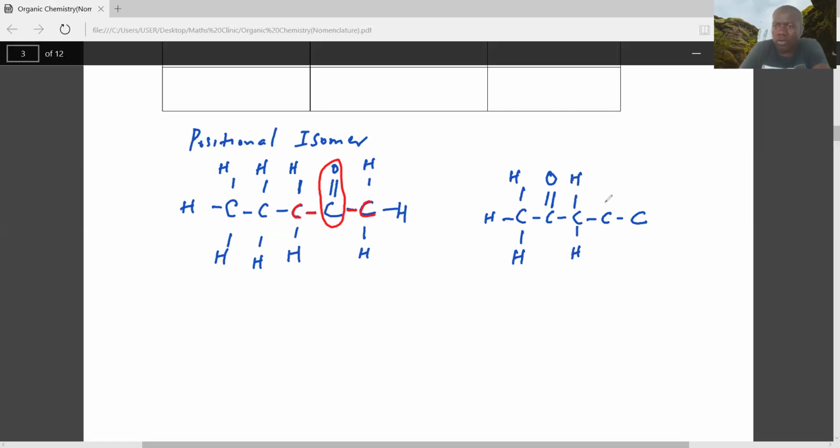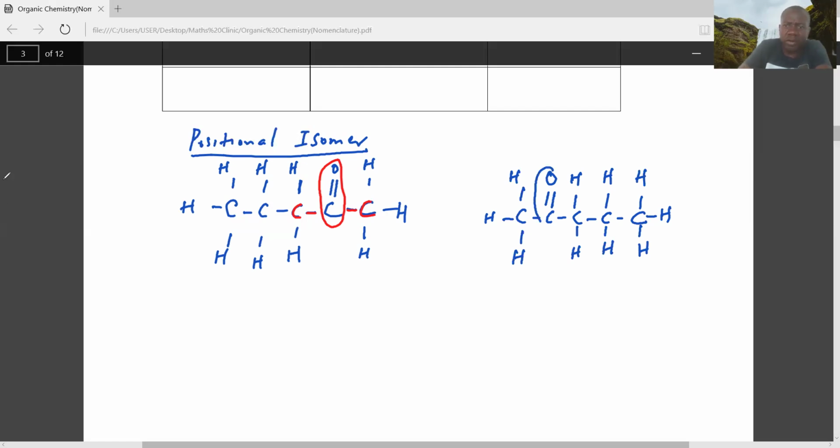Now, we are going to talk about the IUPAC naming. Remember, when you are naming, you need to choose the longest chain. After choosing the longest chain, you identify any branch or functional group. Then you number your carbon starting from the nearest functional group. Functional group takes priority over a branch.